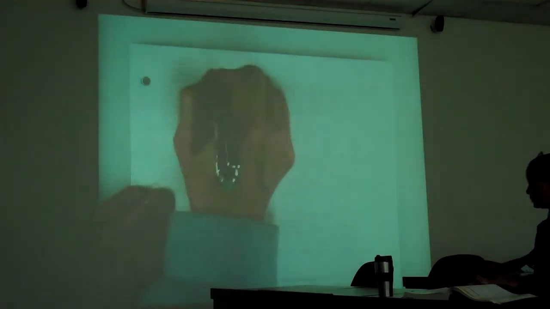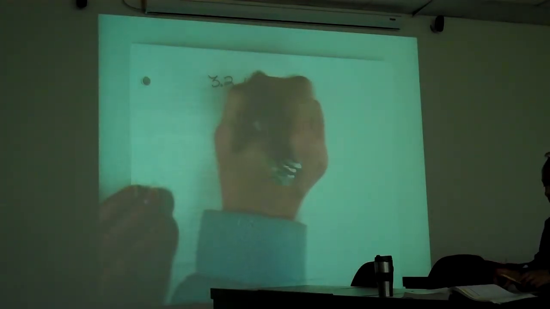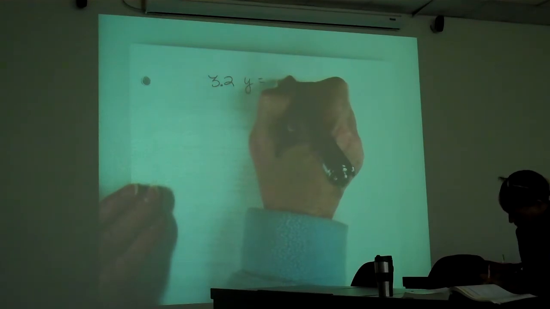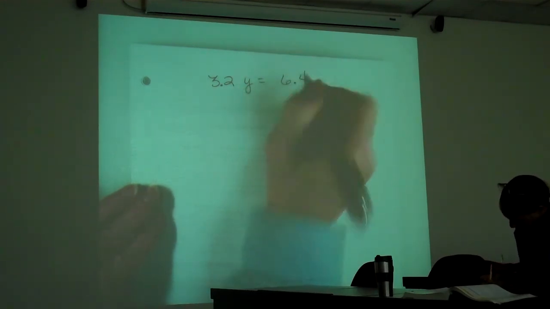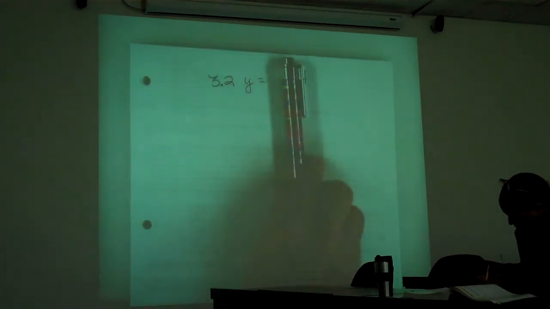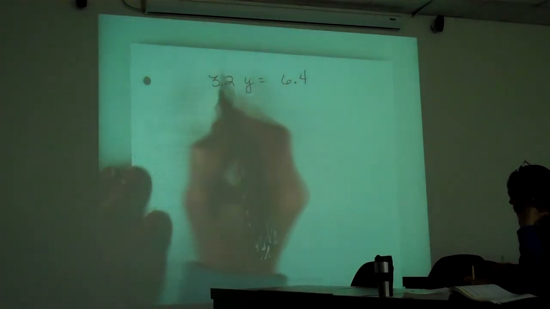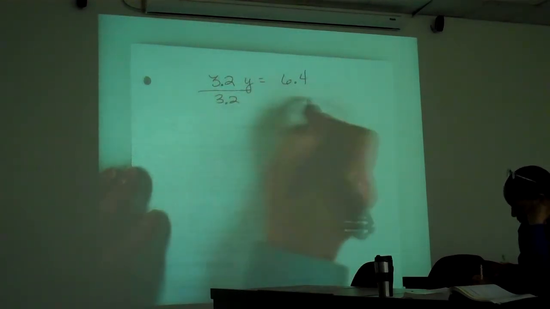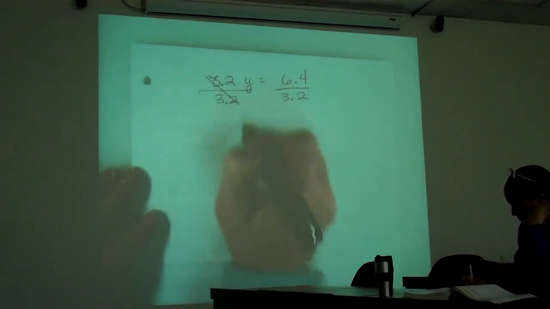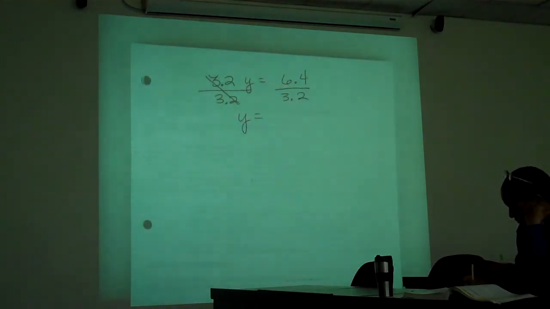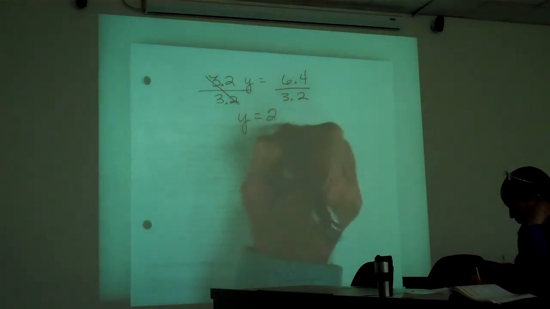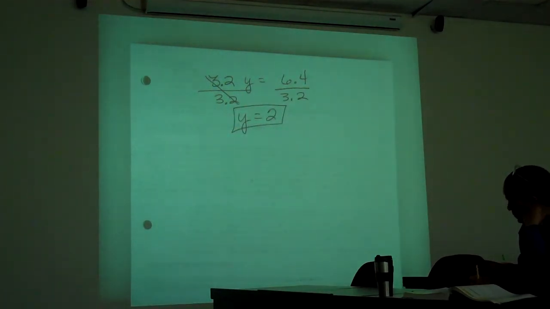Okay, what about decimals? Let's say you have 3.2y equals 6.4. Same principle. What did you do to it? You multiplied, right? Opposite of multiply is divide. Multiplied by this, so you're going to divide by this. Divide by 3.2, and you get 2. There's your answer.